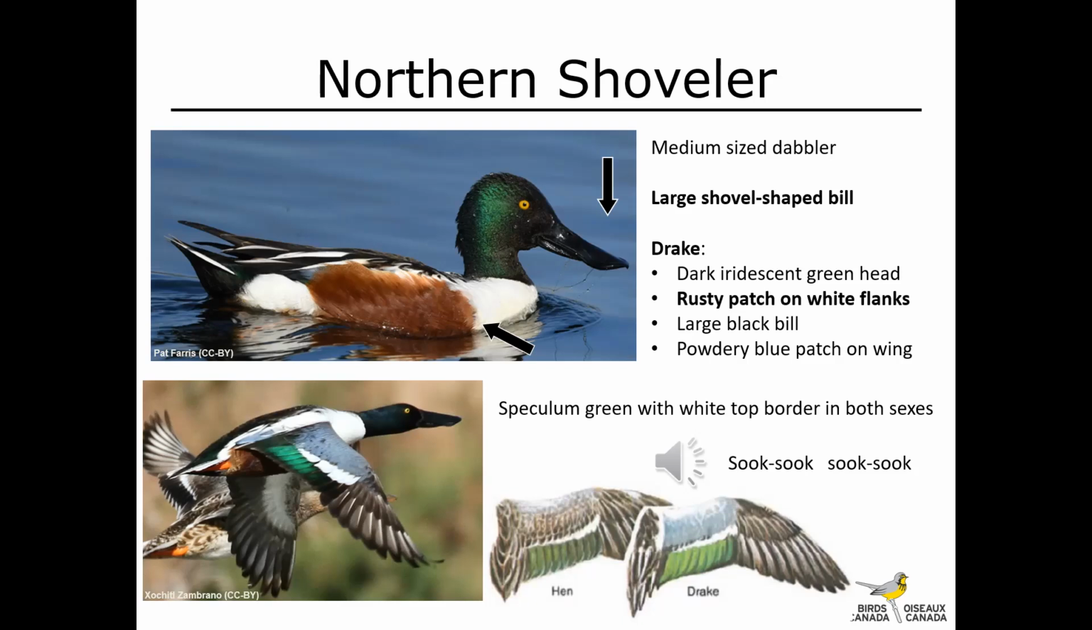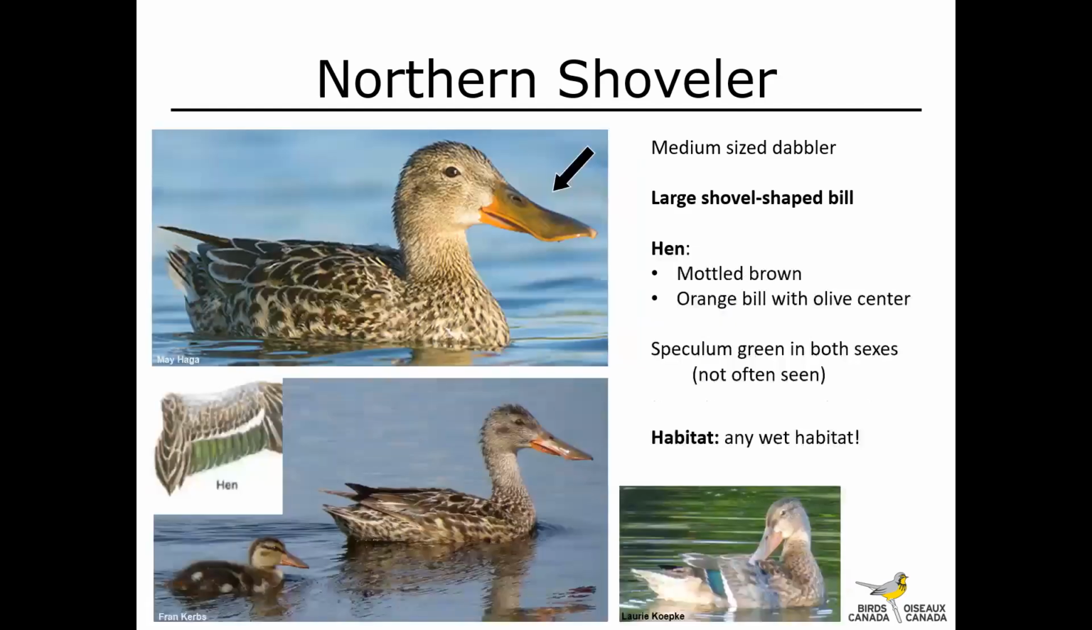The speculum is green, bordered with white on top, and there is a bit of a forewing patch in the drakes. It's quite nice and complete and bluish. You'll get a little bit of it in the hens, more just like a hint of a wash of blue over the brown. So quite a handsome duck.